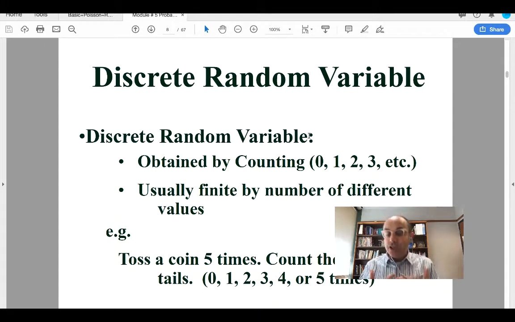A discrete random variable is obtained by counting: 1, 2, 3, etc. Usually it has a finite or countable number of different values. So if we toss a coin 5 times and count the number of tails, we will have 0, 1, 2, 3, 4, or 5.